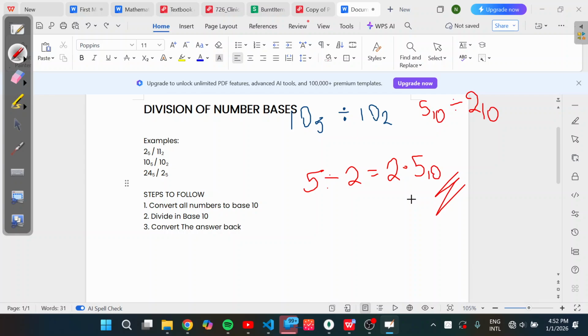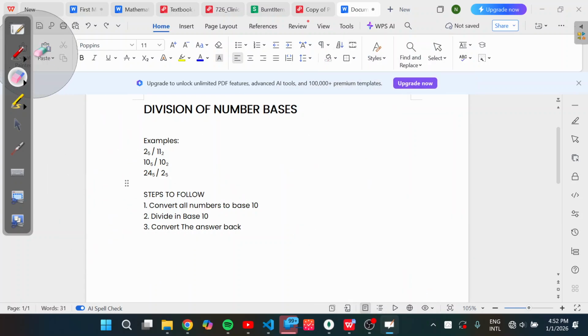Now let's take a look at the third and last question. 24 base 5 divided by 2 base 5. So the first step, convert all numbers to base 10. So let's do that. 2, 4. Then we have 0, 1.